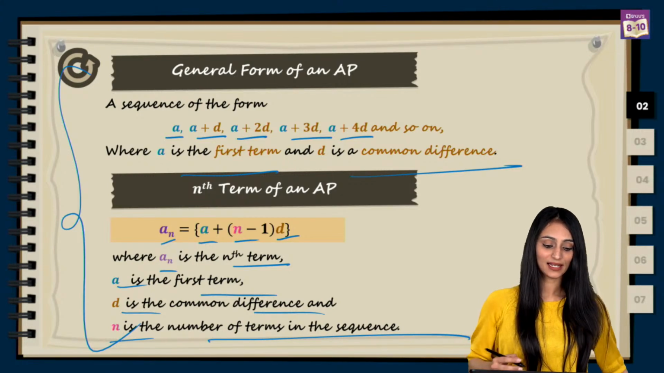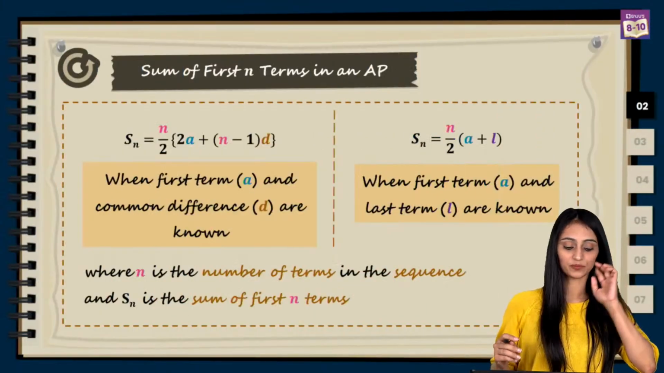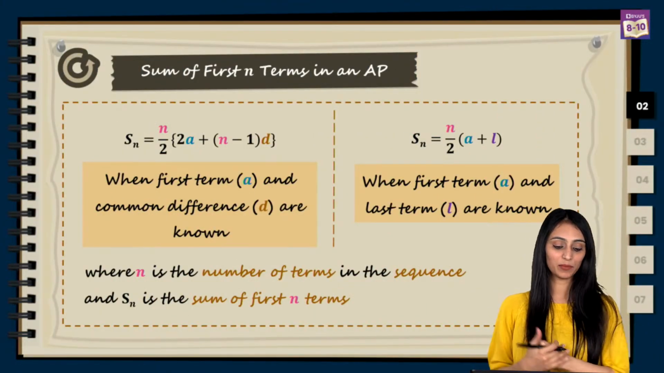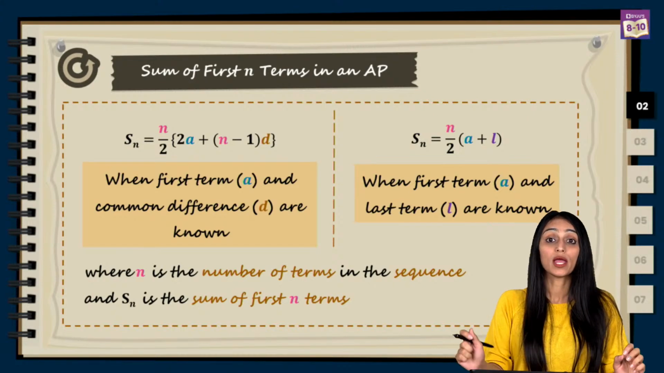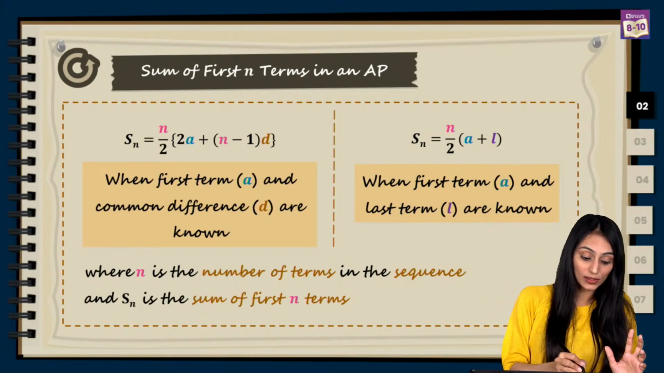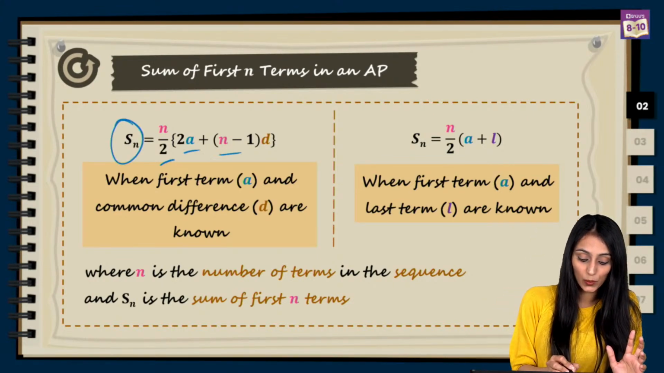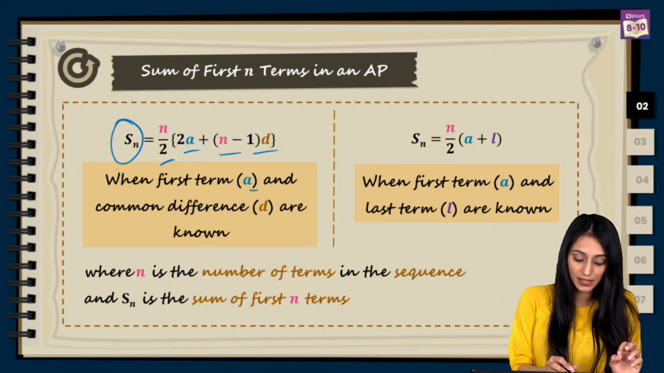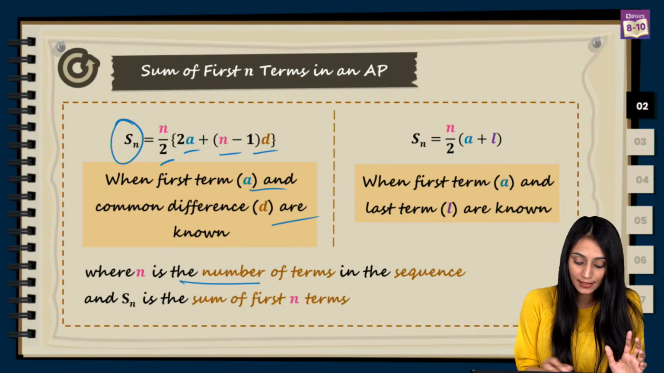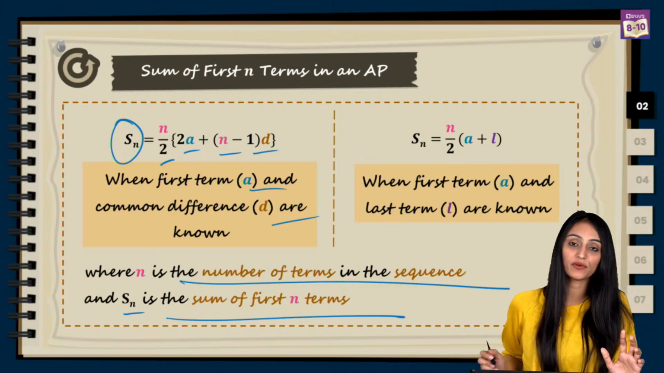All right. Let's move ahead. Let's take a look at the next topic now. Sum of first n terms in an AP. So, sum of first n terms, we denote this by Sn. That equals n by 2 times (2a plus (n minus 1)d). First term is a and common difference is d over here. n is the number of terms, Sn is the sum of first n terms.